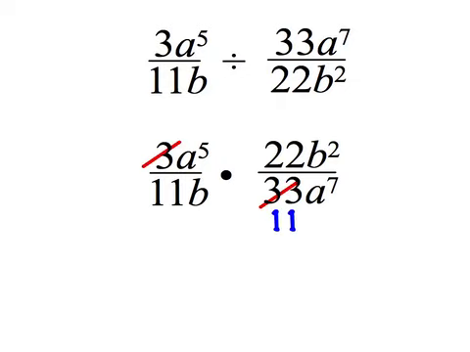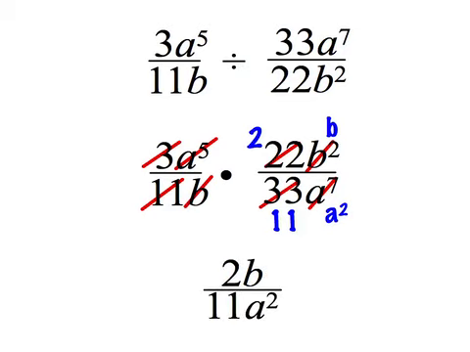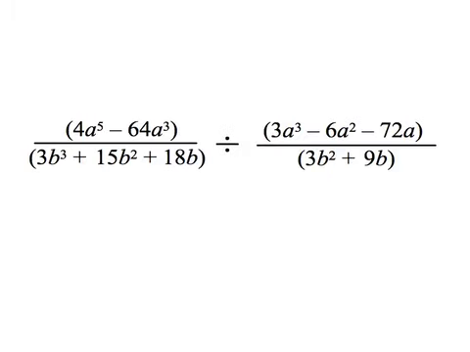We mark out common factors. 3 and 33 are divisible by 3. A to the 5th and A to the 7th are divisible by A to the 5th. 11 and 22 are divisible by 11. And B and B squared are divisible by B. Be careful, look for what's left. I see a 2 times a B in the numerator and 11 times A squared in the denominator, and that's my quotient in lowest terms, so I write it, and it's time to move on to the next problem.